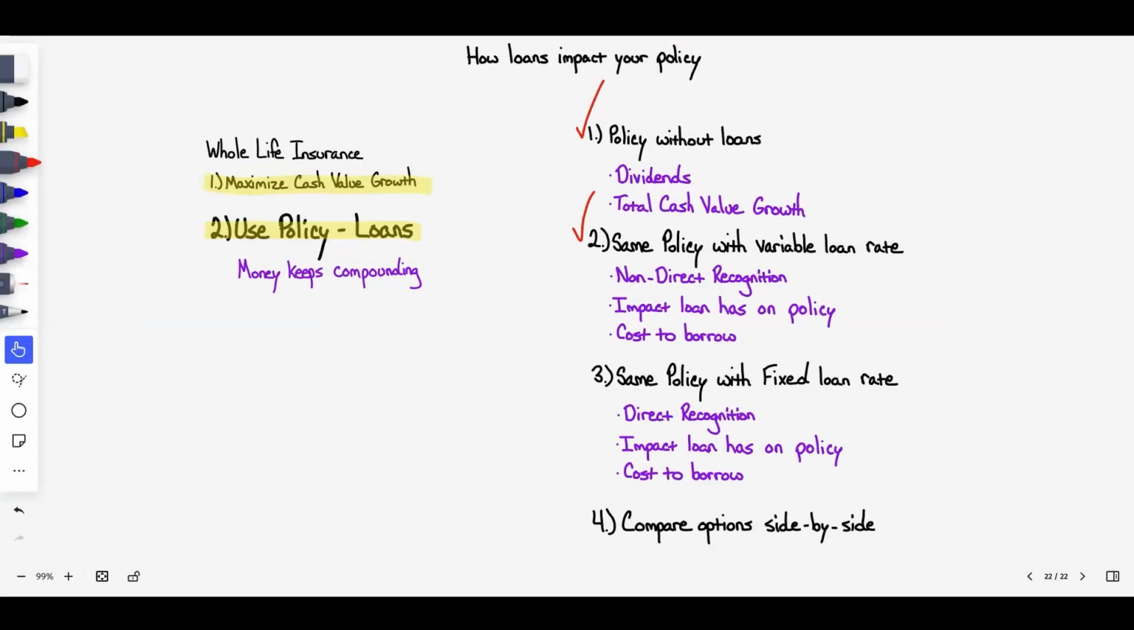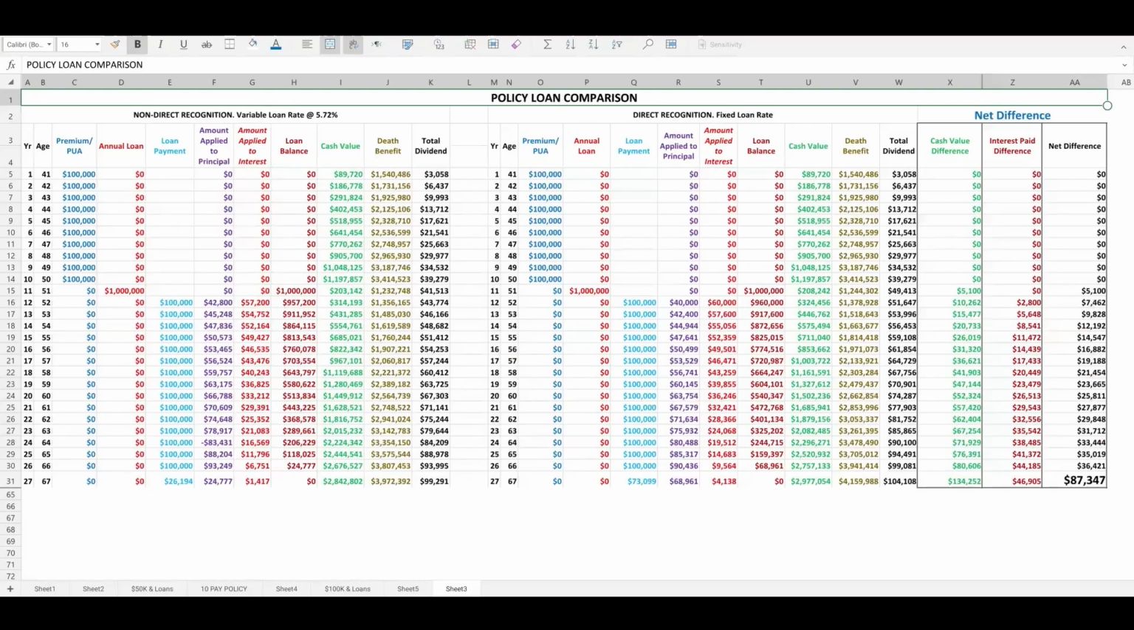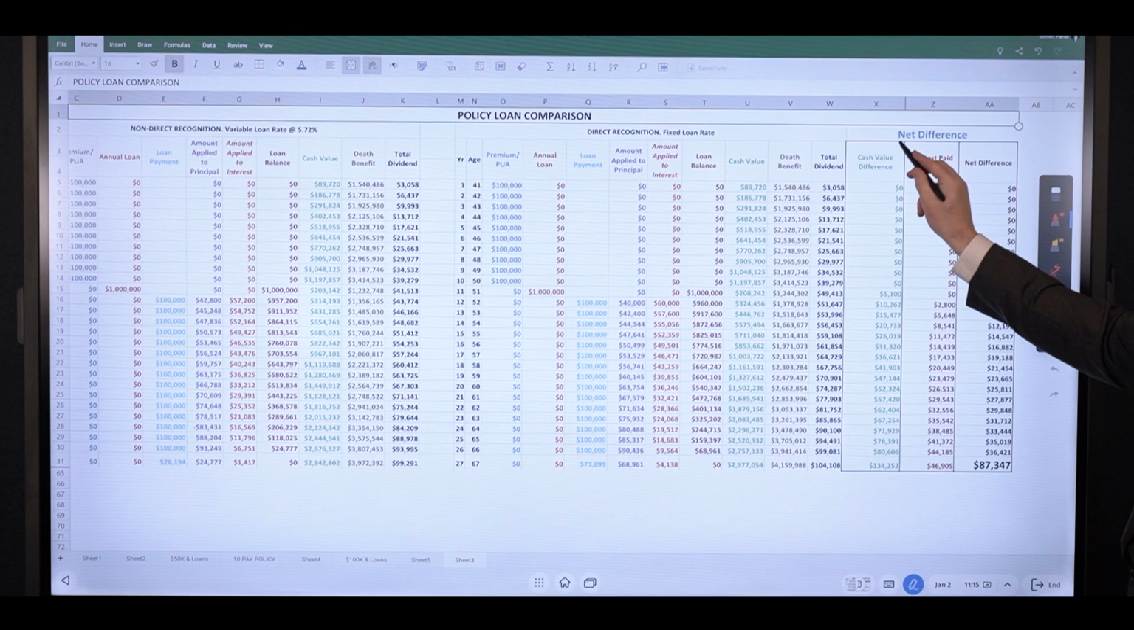Okay, so that was fun. Let's compare the two side by side and see the net dollar difference there, meaning which option is more favorable to me as a policyholder. So what we've got is the non-direct recognition example on the left, and then the direct recognition example on the right. Exact same chart that we looked at. Net difference is on the far right.